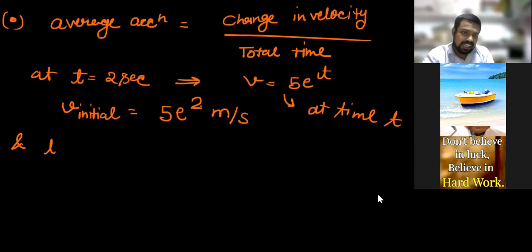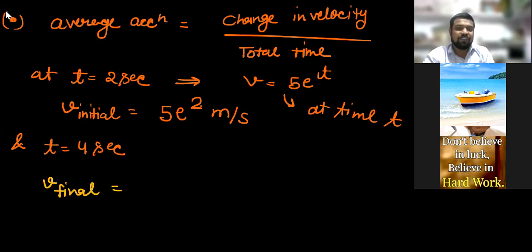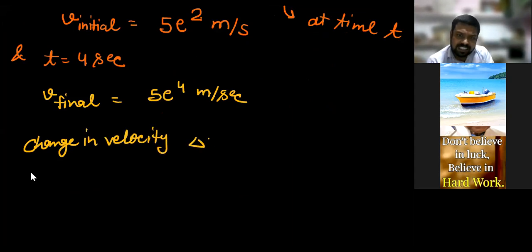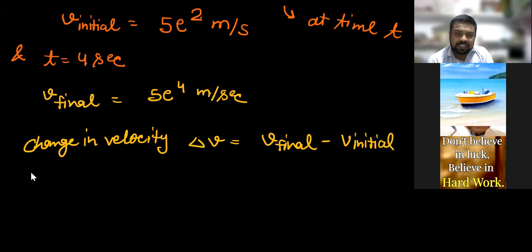And at t equal to 4 seconds, the velocity is 5 e to the power 4 meter per second. So my dear friend, the change in velocity is what? 5 e to the power 4 minus 5 e to the power 2. So delta v is equal to v final minus v initial, which is equal to 5 e to the power 4 minus 5 e square.